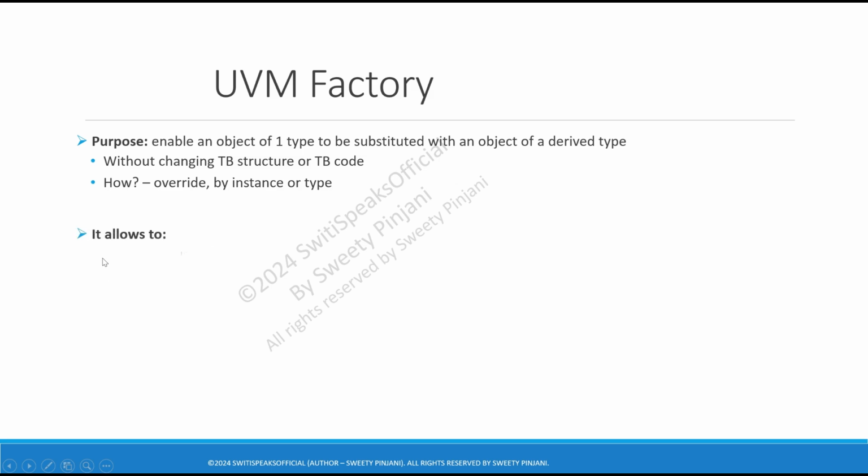UVM factory will also allow you to change the sequence behavior. This is also required in UVM because you have a lot of SOC test to run in which the sequence behavior needs to change throughout the simulation. This is where UVM factory will help you. Next thing is you should be able to replace one component version by another.